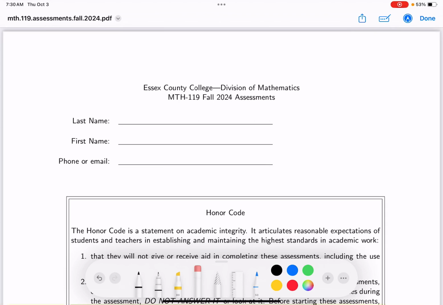Okay, we're on the first assessment. This is Math 119, Fall 2024. My last name is Bannon. Oops, let me get my pen out.